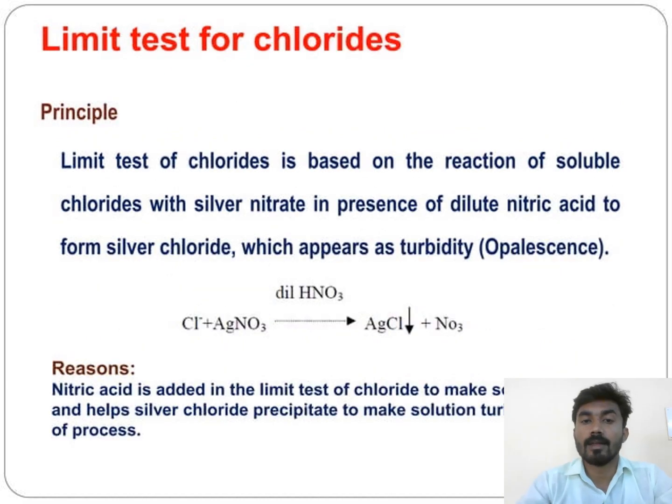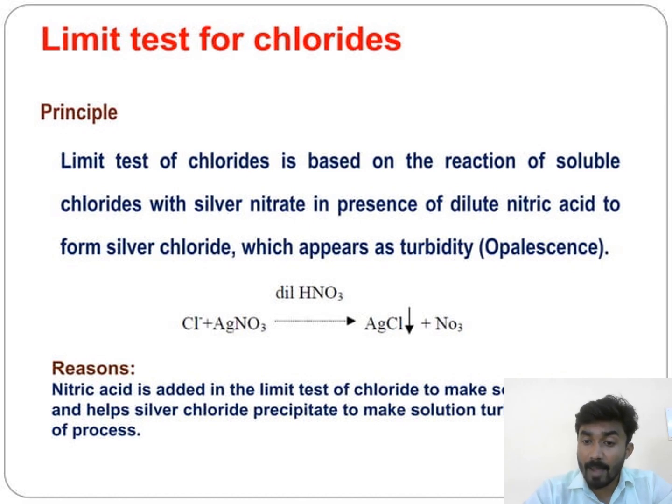Next we are going to discuss the limit test for chloride. Chloride is one of the major impurities left behind in pharmaceutical substances. The major sources for chloride are tap water, hydrochloric acid, and sodium chloride. These are all the major sources for chloride impurity.